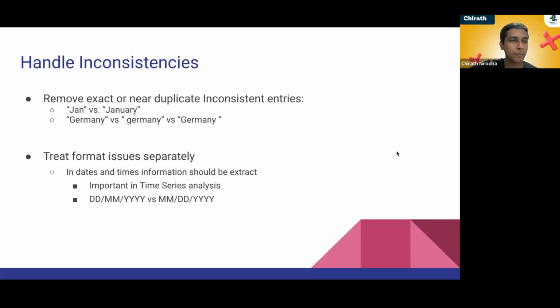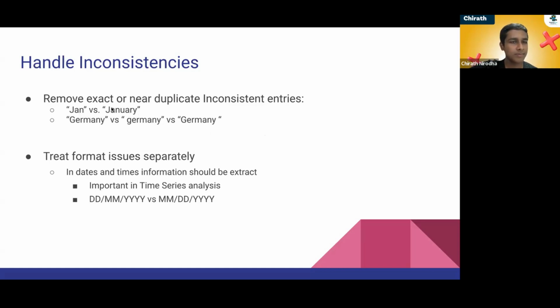So now we replace the missing values and we remove the duplicates. Now we have to handle the inconsistencies. When we are collecting data, let's say we are collecting data from an electronic form, the way people enter values can be different. As an example, for the month, one person can enter Jan, or one person can enter January, the whole word.